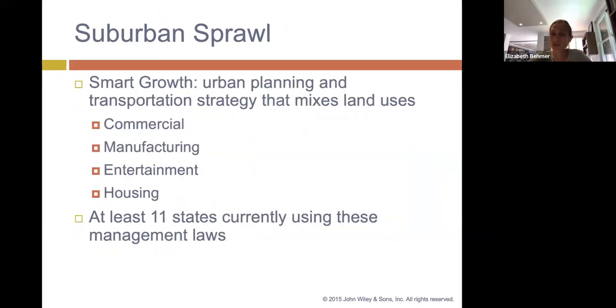Finding a transportation strategy that mixes... and at least 11 states are currently using these management laws.